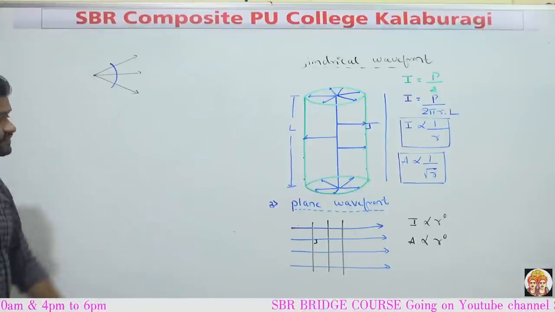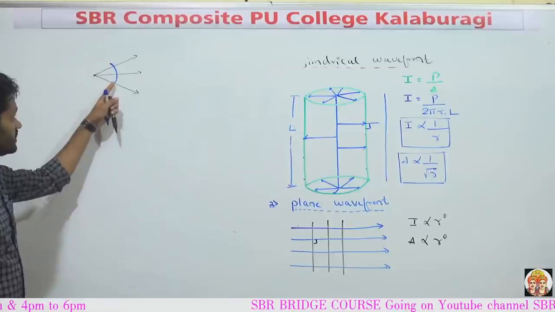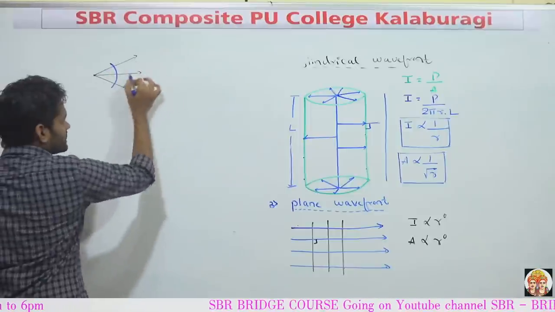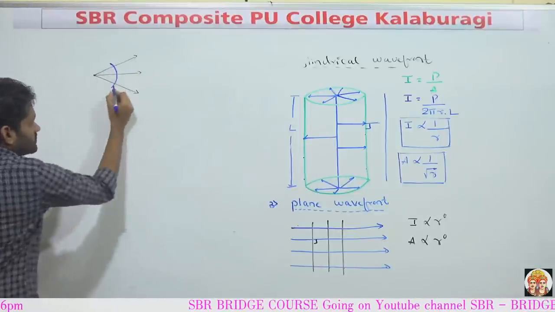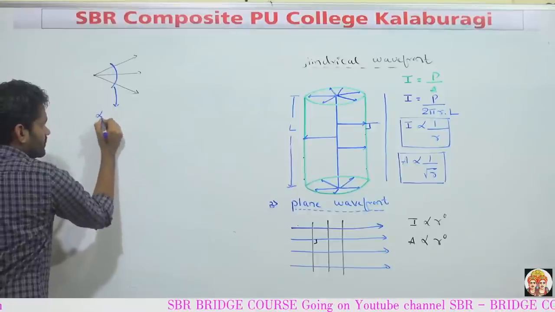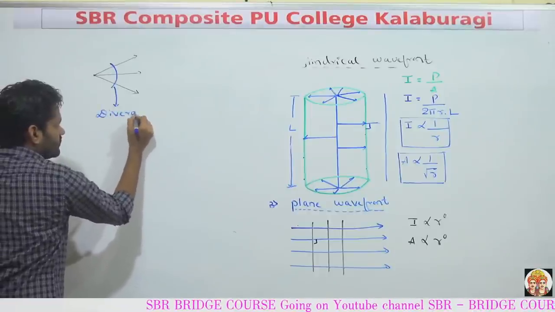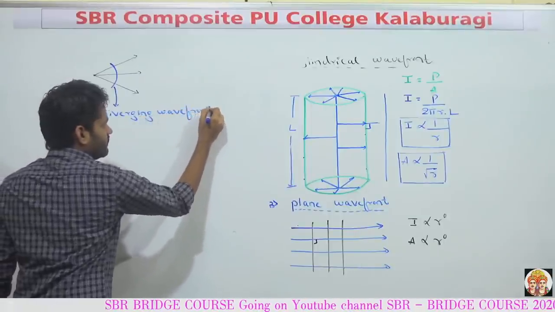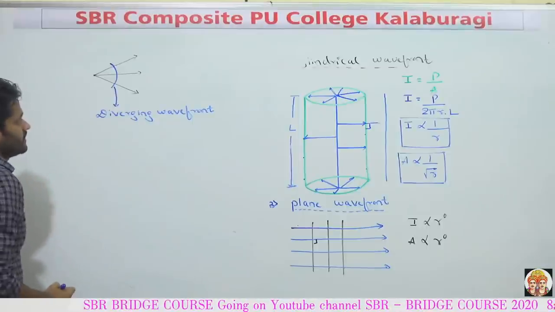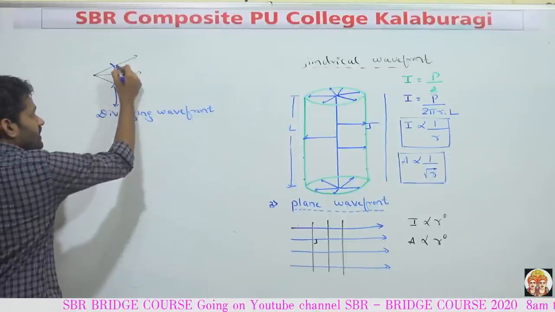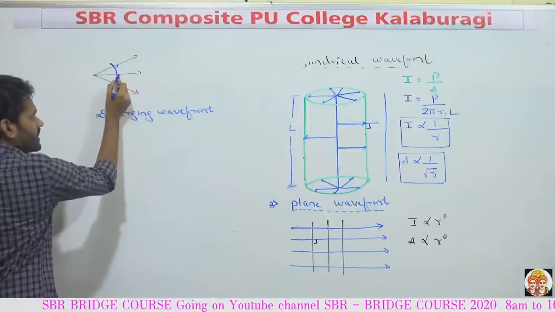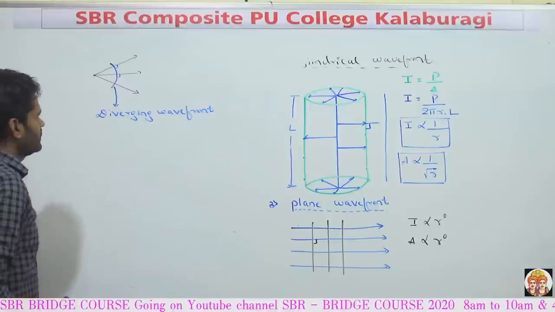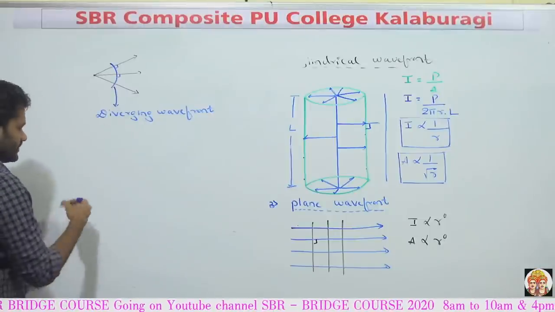This wavefront is a diverging wavefront or a converging wavefront? It is diverging. Why? Because the rays of light are diverging. That's why this wavefront is called a diverging wavefront. And the angle between this ray of light and the wavefront is 90 degrees only. At any point you can take, the angle between the ray of light and the wavefront is 90. This one is a diverging wave.